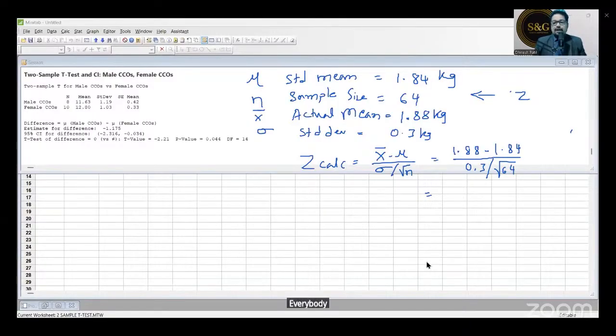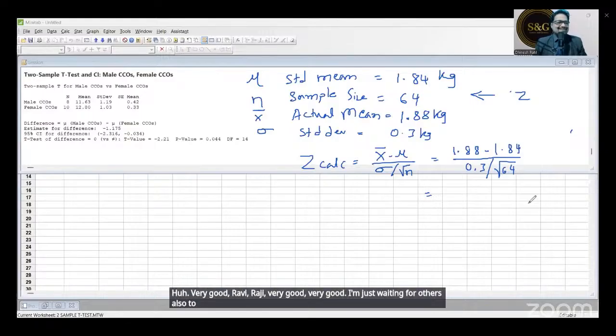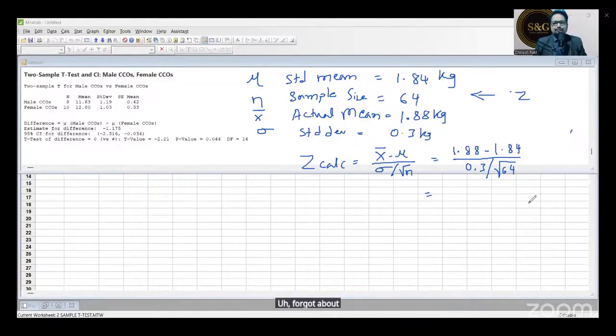Everybody calculate this and give me the answer. 1 point, there's something 1 point. I'm just waiting for everybody to give the answer. Very good, Ravindra ji. I'm just waiting for others also to calculate this. Quickly calculate and give me the answer. Very good. Is it 1.06? Everybody got the same answer?